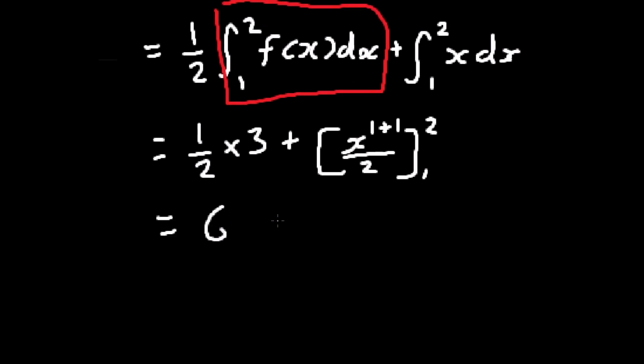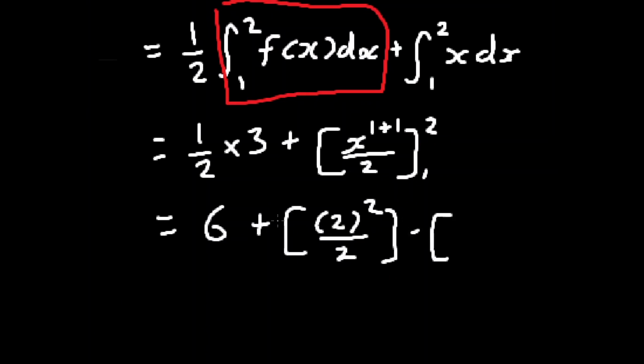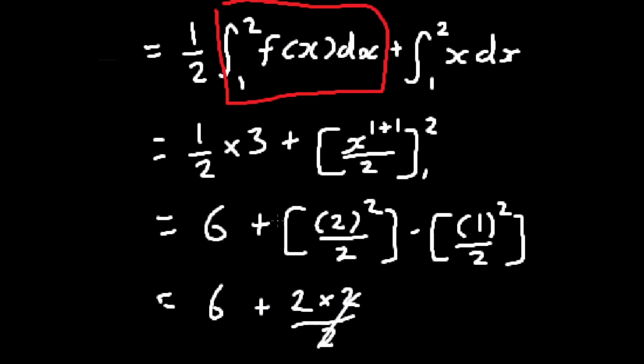So now we're just going to take the top bit, that 2, and wherever we see that x, we put it in there. So it becomes 2 squared, all divided by 2, and then we take the bottom half and we minus it. And we say wherever we see that x, we put a 1. And what we're left with is our final answer. So just to make this easier, 2 squared divided by 2 is like saying 2 times 2 divided by 2. So it's just going to be 2 and then minus a half.